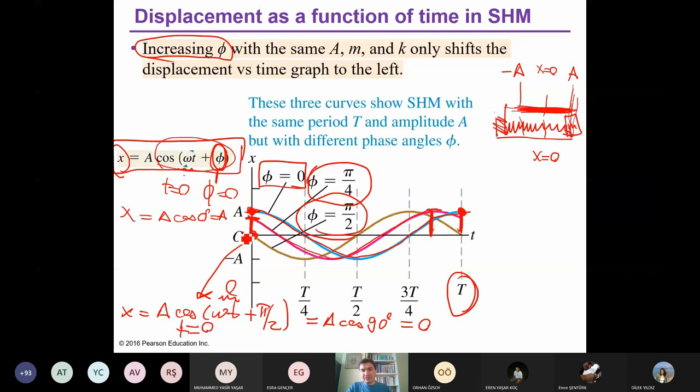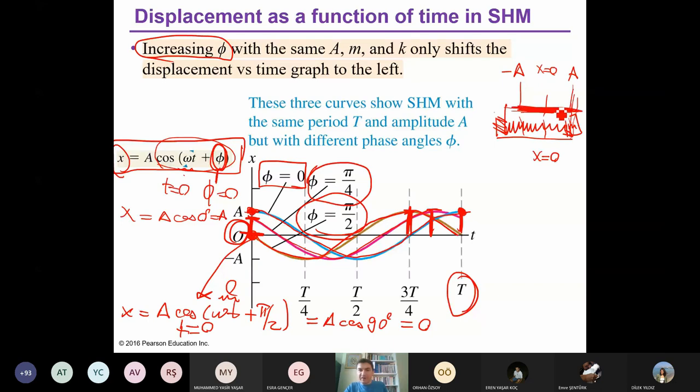The X will change. So what do you see here? Amplitude is again the same, maximum amplitude. It will oscillate within this range. But in the first case, when the phi is zero, the mass is here. It is the initial condition for the mass.